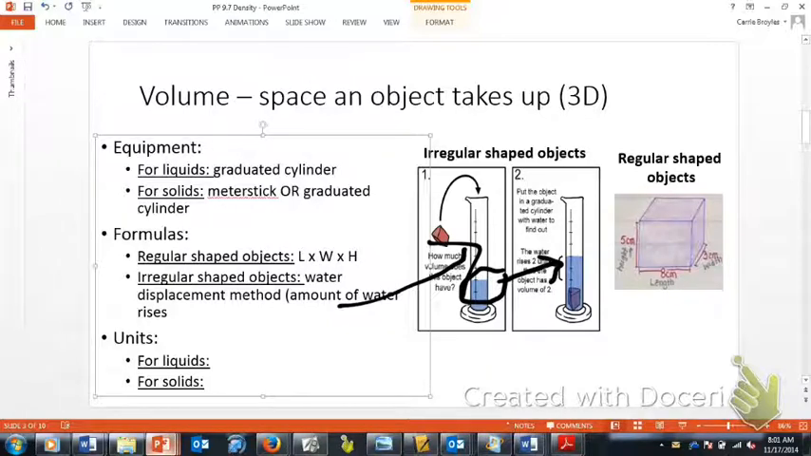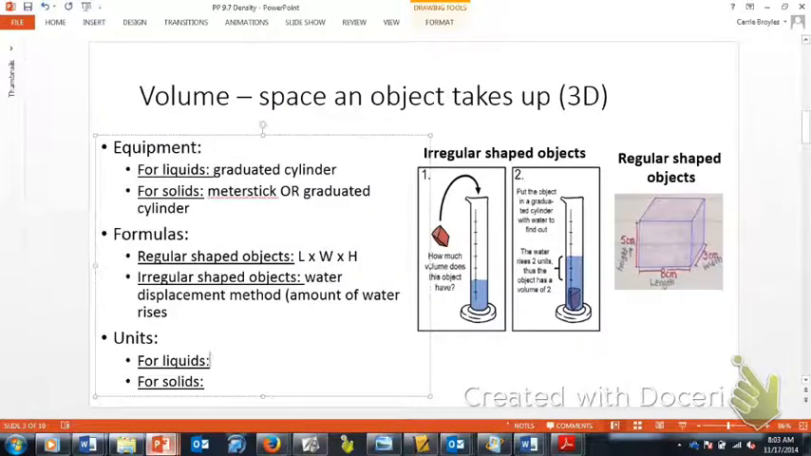For your regular shaped objects, the picture over here is basically looking at 3 different dimensions: your length, your width, and your height. And of course, we're going to do some examples with this and how we would actually measure these 5 centimeters, 8 centimeters, and 3 centimeters, of course, with an actual meter stick.